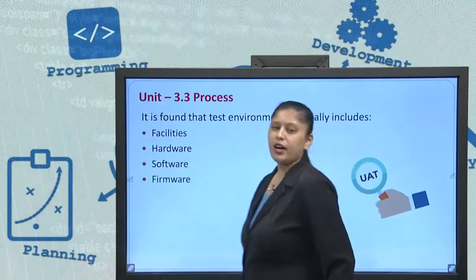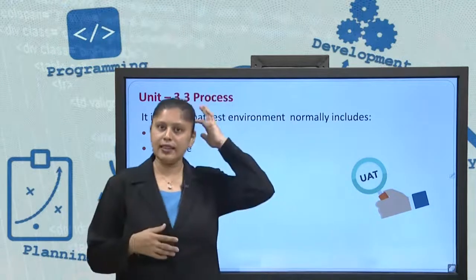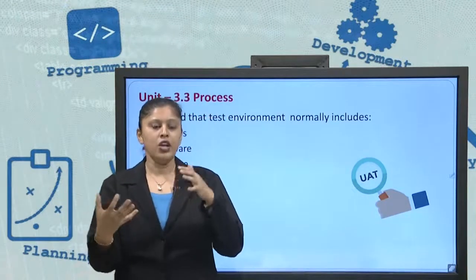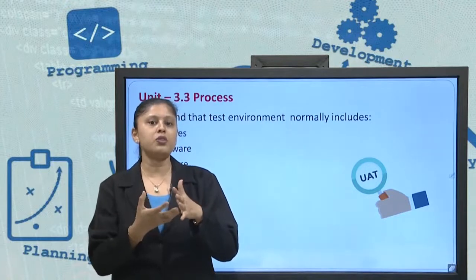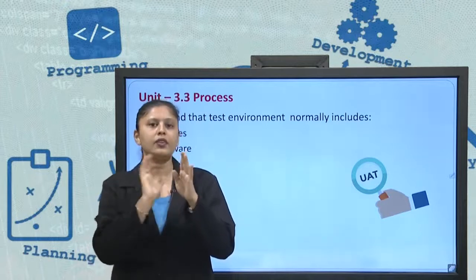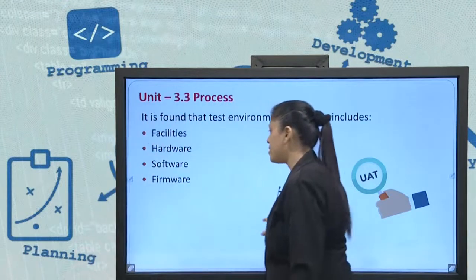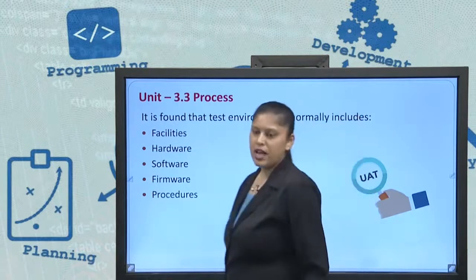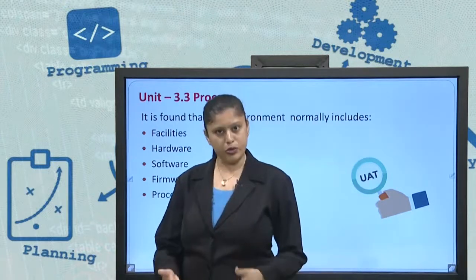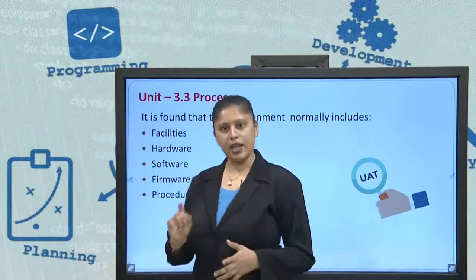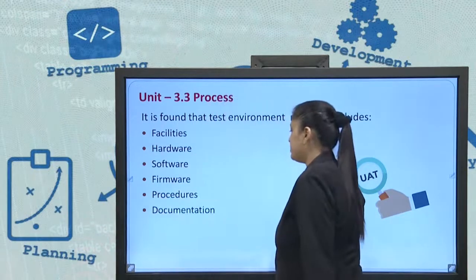Then firmware. Firmware is saying that whenever you have software implemented with hardware, you need firmware which will work as a middle layer agent to communicate between my hardware and that software. So firmware is middleware. Then procedures are my methods, my methodologies, or my processes that I am going to implement while working on the particular software that I have developed.